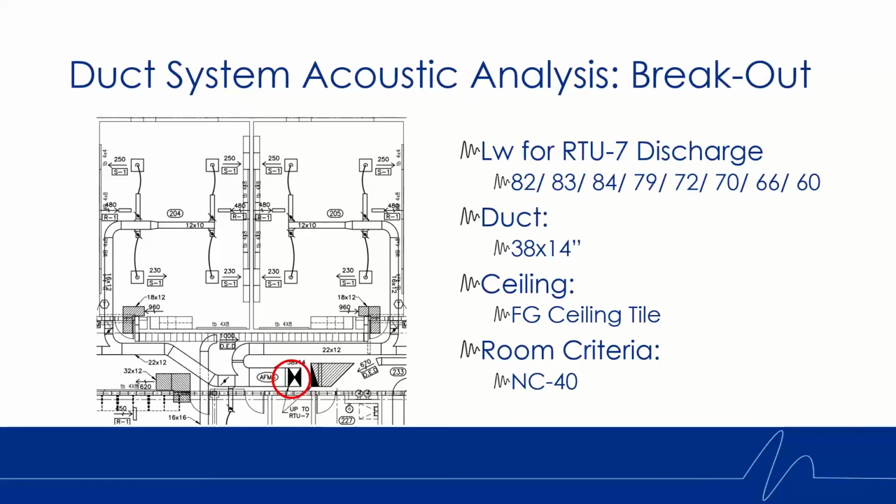The way that we do this is, again, we take the sound power levels, any sort of duct elements that are in play here, the ceiling type, and again, the room criteria. Now, because we're only analyzing the duct directly below the rooftop unit, we're going to be looking at the corridor space.